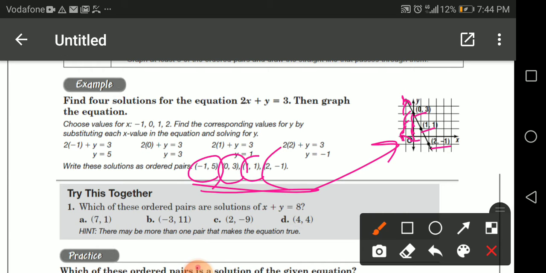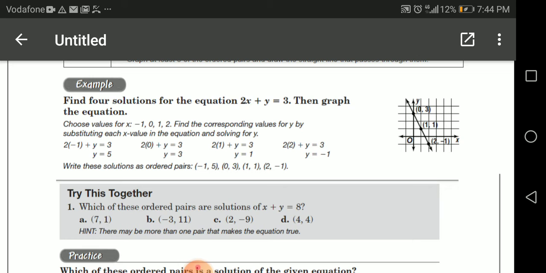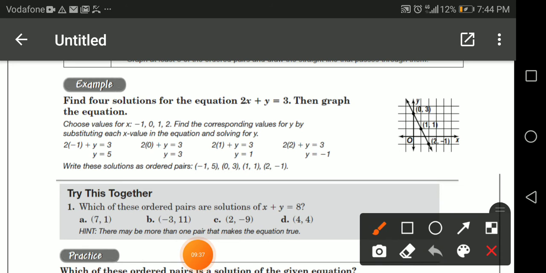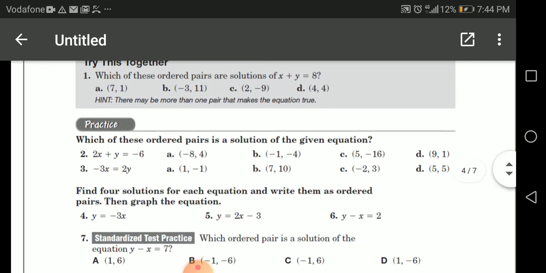Okay, guys, so after putting them here, we draw the line connecting them. We draw the line connecting them, as you see. Okay, guys, is it easy? I think it is, right? And it's interesting too.